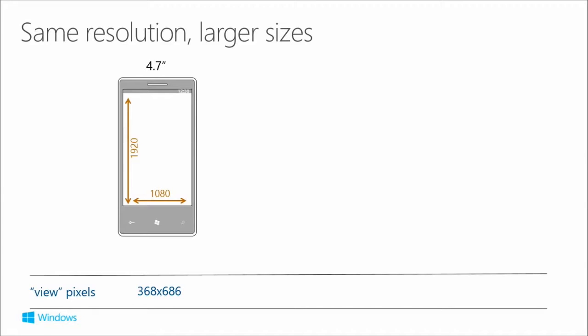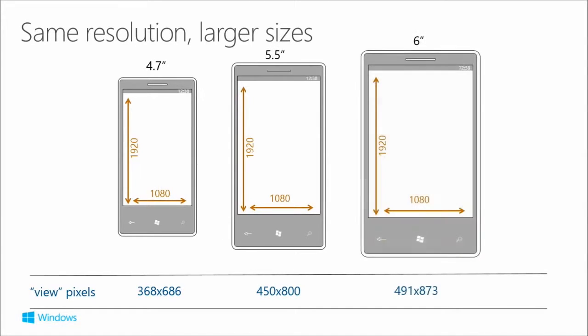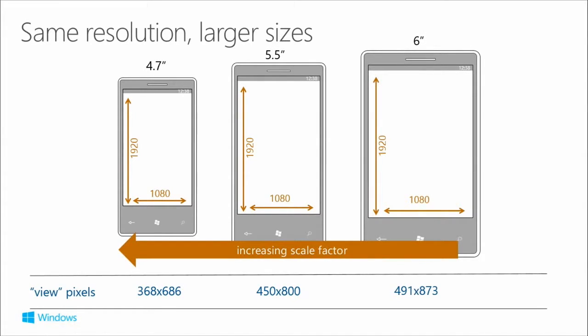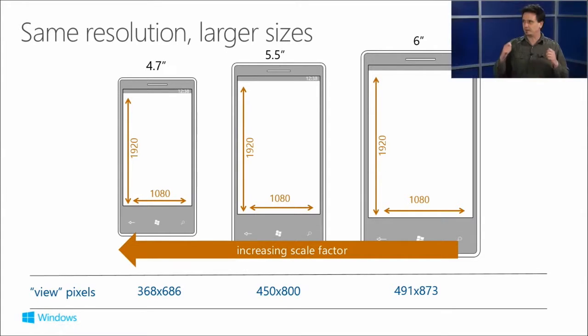Similarly, we could have the same resolution on larger size devices. We could have a super high DPI 1080p screen that's only 4.7 inches. Well, it's actually going to be smaller view pixels, because just because it's higher DPI doesn't mean you're holding it closer to your face. The larger screens get more view pixels because from a user perspective, it's a bigger size.